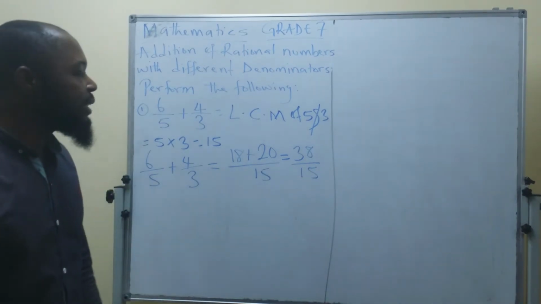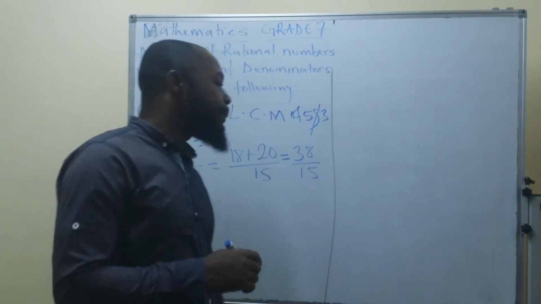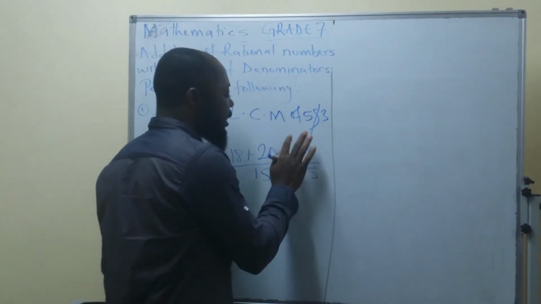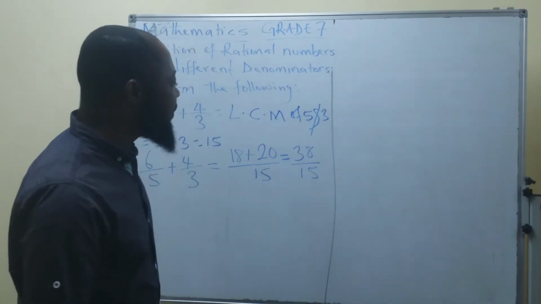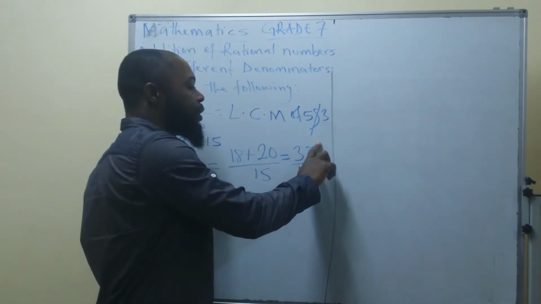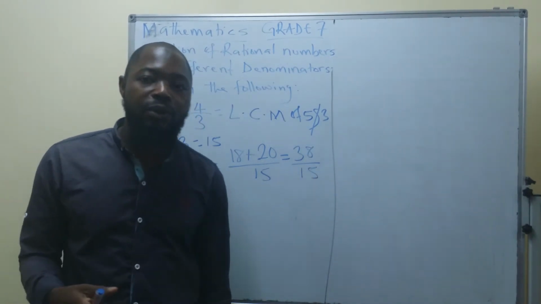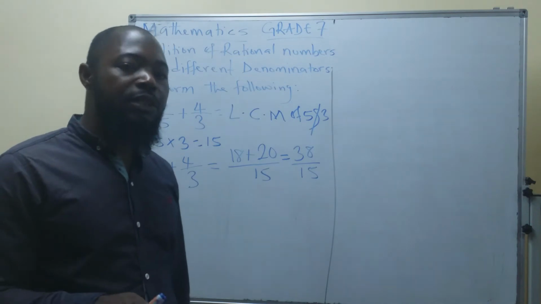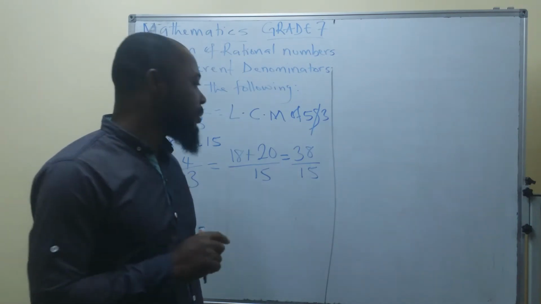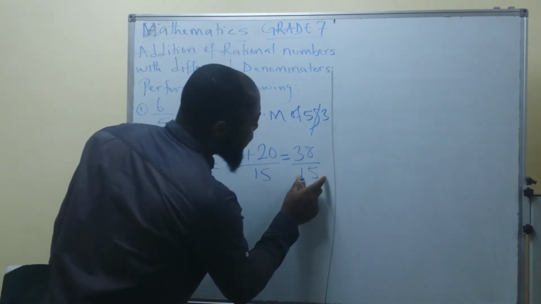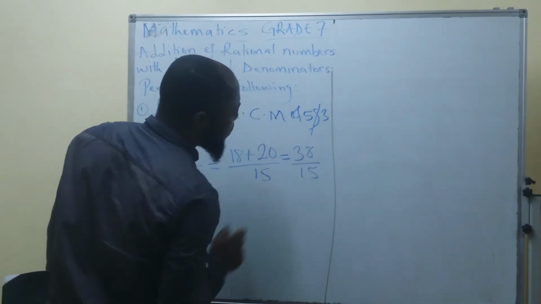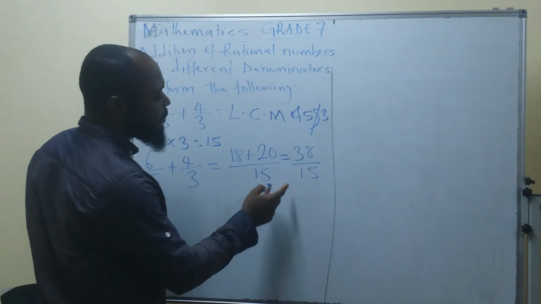Now you cannot leave your answer like this. Why? The numerator here is bigger than the denominator, so you cannot leave it that way. This is what we call an improper fraction. We need to convert it into either a proper fraction or a mixed fraction. Okay, so to do that, there's no number we can use to simplify this fraction perfectly.